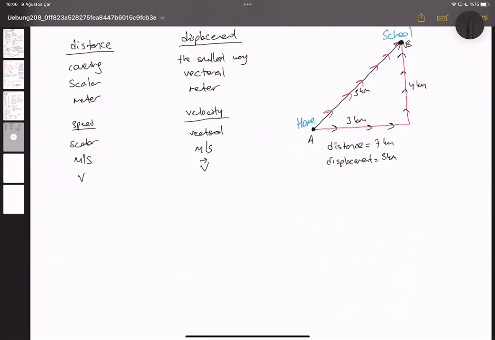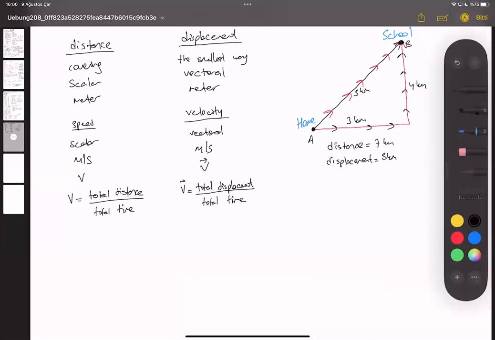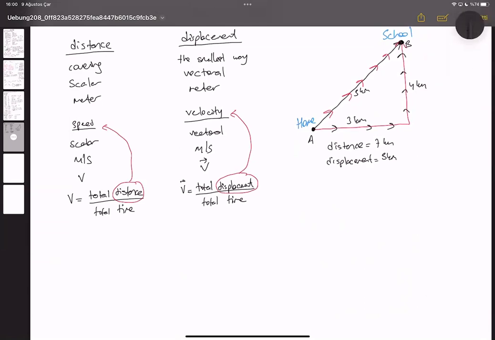For the formulas, we can say v equals total distance divided by total time. For the velocity, we can say total displacement divided by total time. You must memorize it. Displacement for velocity, distance for speed in our usage.